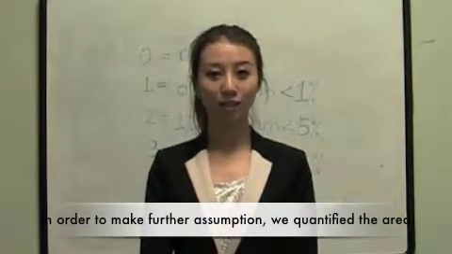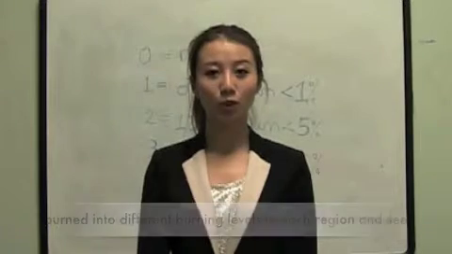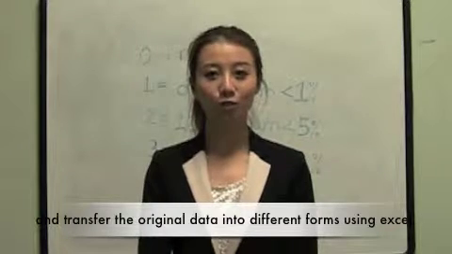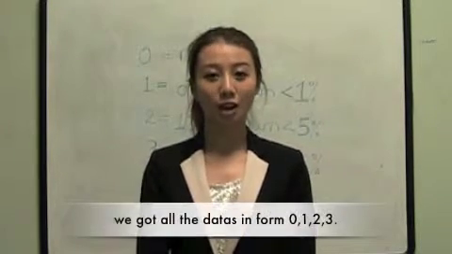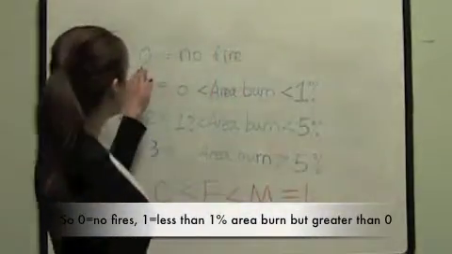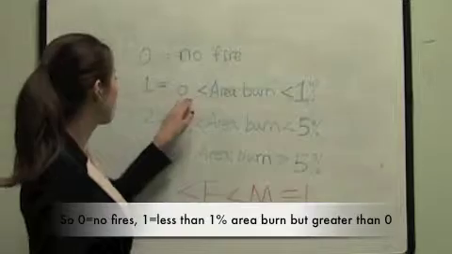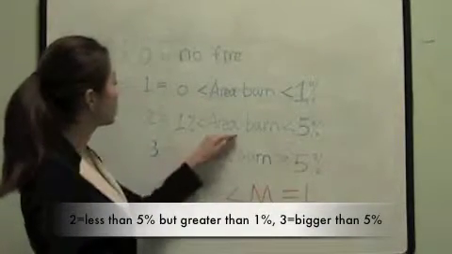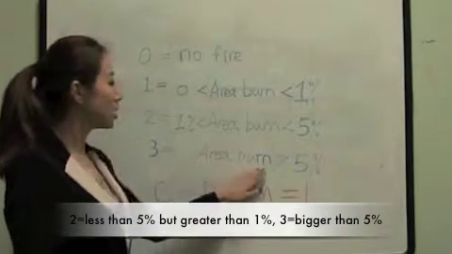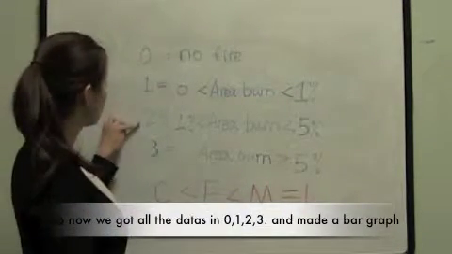In order to make further assumptions, we quantify the area burned into different burning levels in each region and see what it will look like. We then created some commands and transferred the original data into different forms using Excel. We got all the data in form 0, 1, 2, 3. Here, 0 is equal to no fire, 1 is equal to the area burned less than 1% and greater than 0, 2 is equal to the area burned less than 5% and greater than 1%, and 3 is equal to the area burned greater than 5%. So now we have all the data in 0, 1, 2, 3.